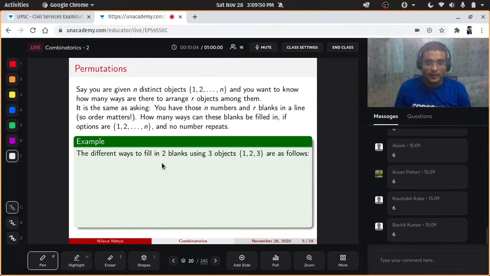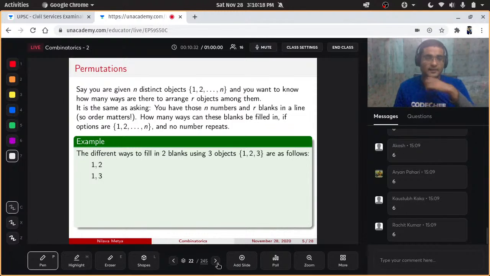Instead of getting to the answer, let's see if we can list them down. So let's do it systematically. Okay. So what if the first position? Okay, I have 2 blanks, right? Let me fix the first position as 1. Then the second position can either be a 2 or it can be a 3. Okay. Can it be anything else? No. 1, 1 is not possible because I said that repetition is not allowed.